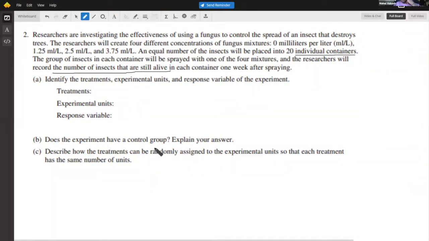Does the experiment have a control group, and explain? So not good enough to say yes or no, give me at least a sentence why. I would say yes, because they have a group that they sprayed a mixture of 0 milliliters per liter, which would infer that that group is receiving no treatment whatsoever. So I would consider that to be a control group. Perfect, because that makes a great comparison between everything else. Excellent. So that would count as full credit.